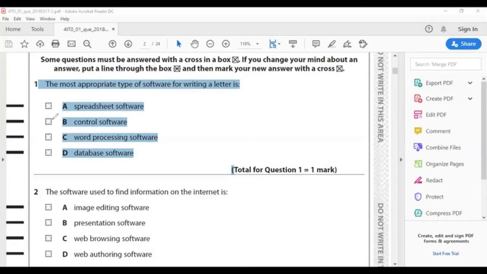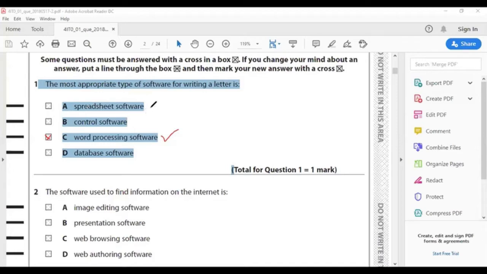The answer to the first question. The most appropriate type of software for writing a letter is, I guess it's C, word processing software. Exactly, that's C, the word processing software it is. Remember, guys, you have to place this little cross in these boxes here. Okay, yes, that is correct.